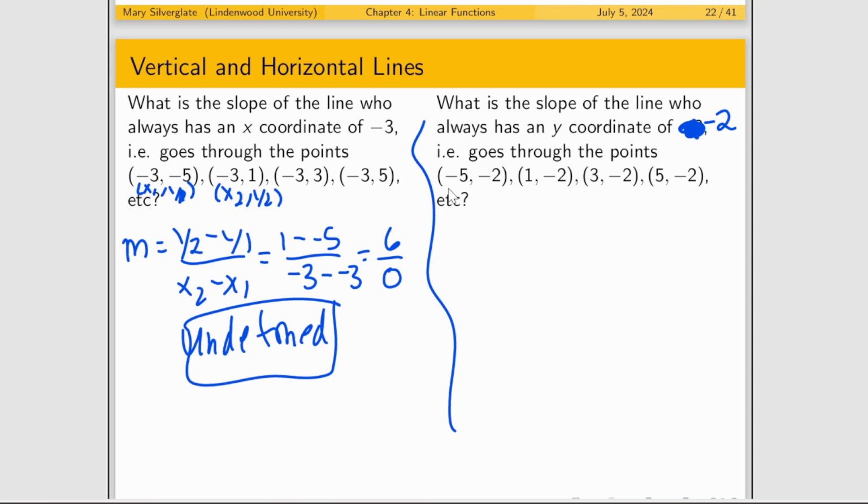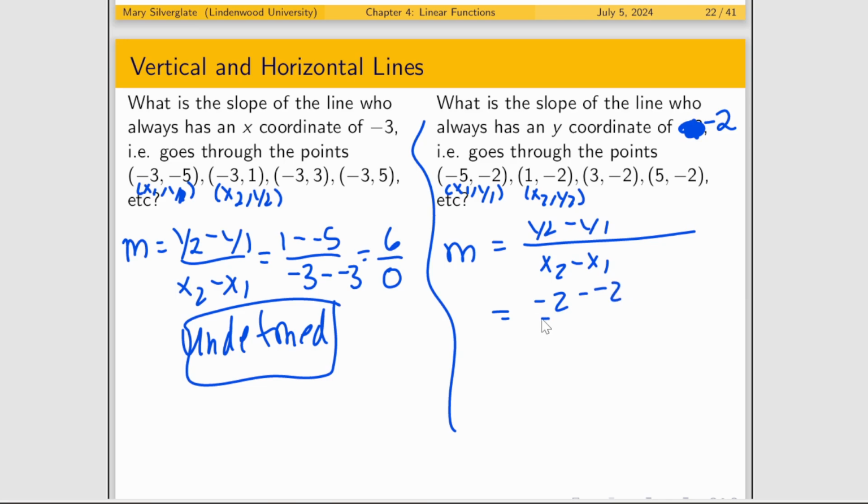Well, let's actually calculate the slope here. So if we have x1, y1, x2, y2, again, I could have picked a different combination of points as long as I picked 2. So y2 minus y1 over x2 minus x1. y2 is -2, y1 is also -2. x2 is 1, x1 is -5. -2 minus -2 is 0. 1 minus -5 is 6. What's 0 divided by anything? 0.